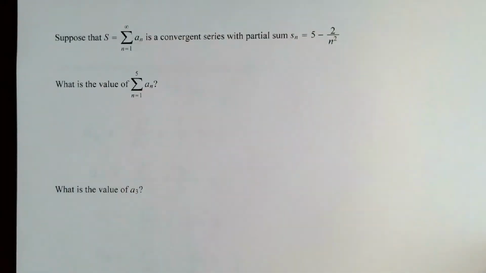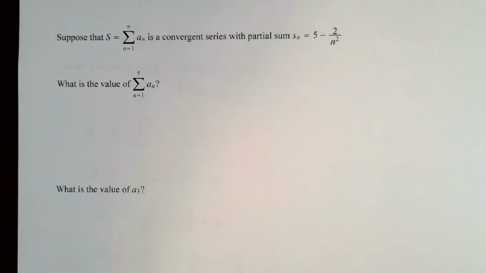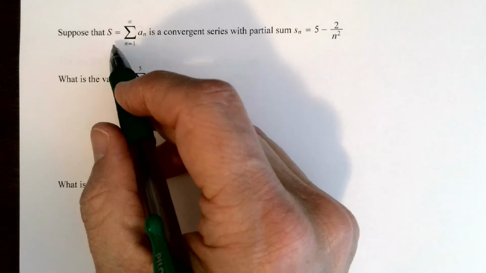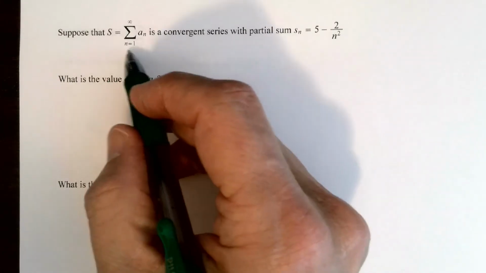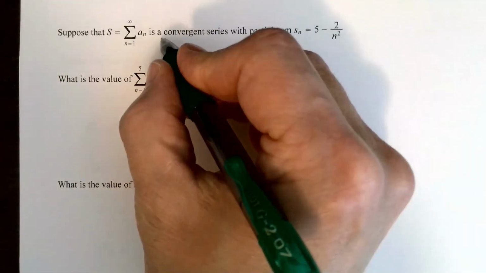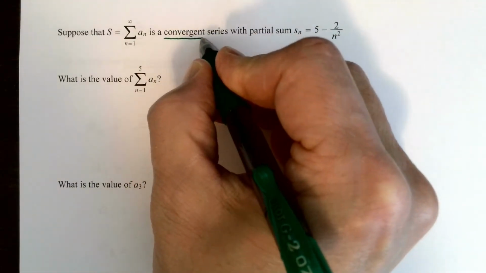Now, the relationship of the sequence of partial sums to a series is very important. So let's play around with these relationships a little bit. Suppose that, again, we have an infinite series. Notice I'm starting at n equal 1 this time. And it's convergent. I'm telling you it's convergent.